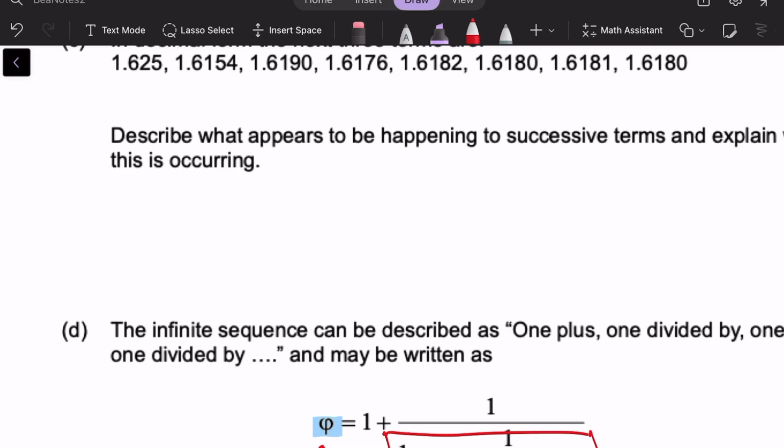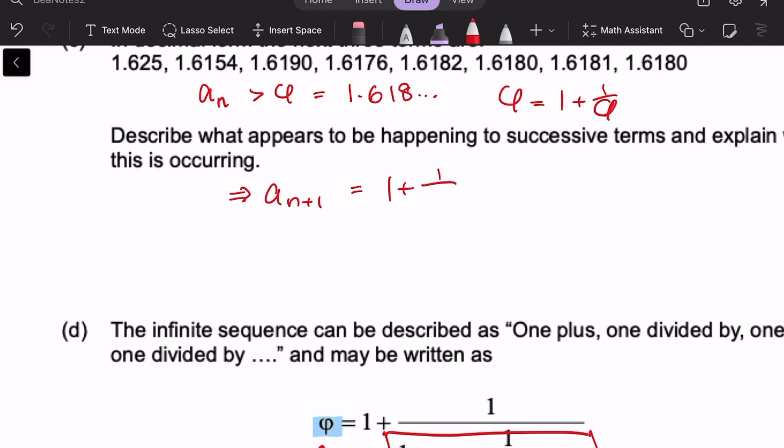So let's let any term, it can be any term, be called an, which is larger than phi, which is equal to 1.618, etc. Let's just let a term be larger than phi. And keep in mind that phi equals 1 plus 1 over phi, which we proved before. So that implies that an plus 1 equals 1 plus 1 over an, right?